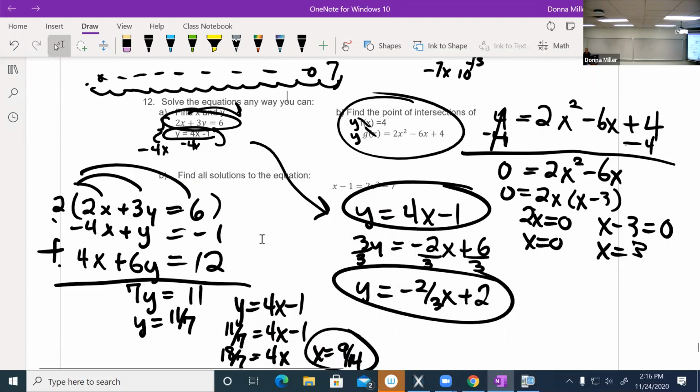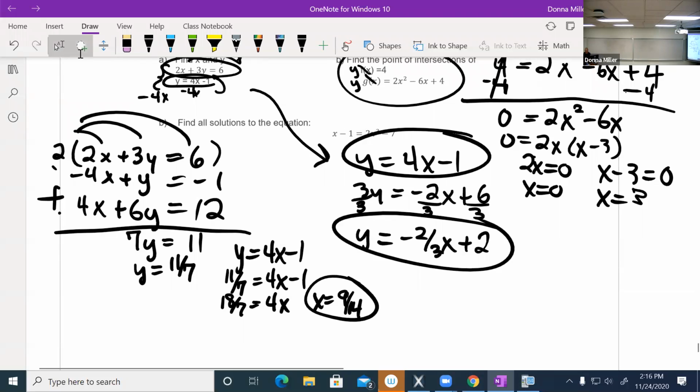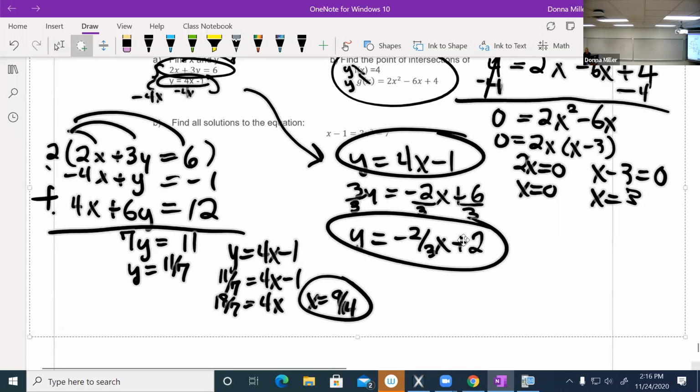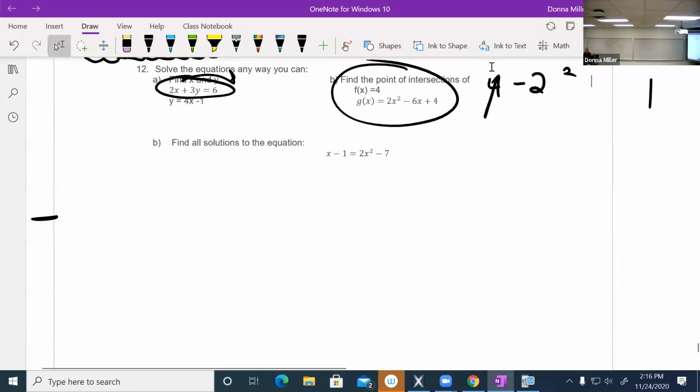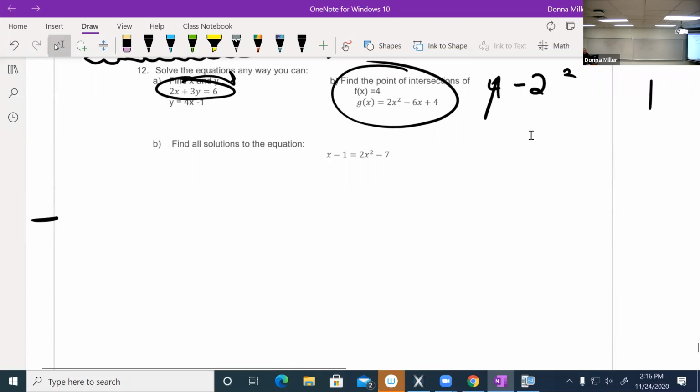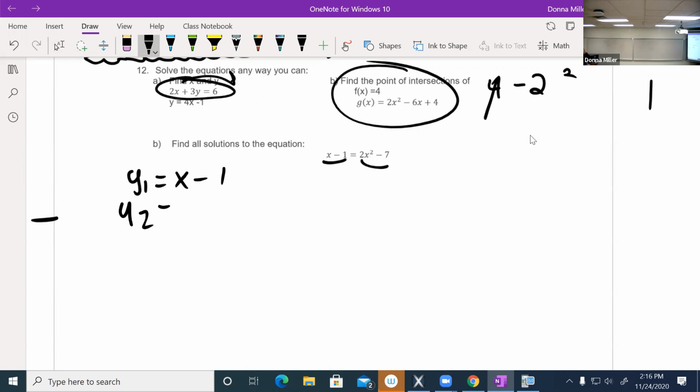All right, and again, I'm doing this part B again. Let me clear this off. This is doing the exact same thing with a calculator. Just to mention, I could plug this into Y1 and Y2 and find the intersections, right? I can also do that with a calculator. I can also graph it. I can move everything over.